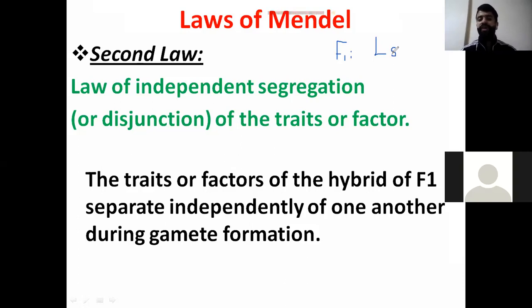What is the meaning of the law of independent segregation of the F1 or of the traits? Here we have separation of the gametes. Here we have L gamete and we have S gamete. So L is 50% and S is going to be 50%. This is the law of independent segregation or disjunction of the traits or the factors. So the gametes are separated. L 50%, S 50%.